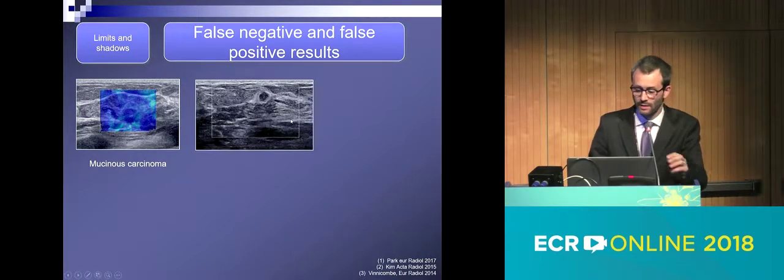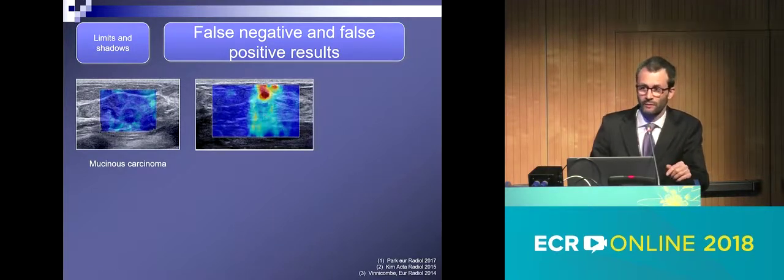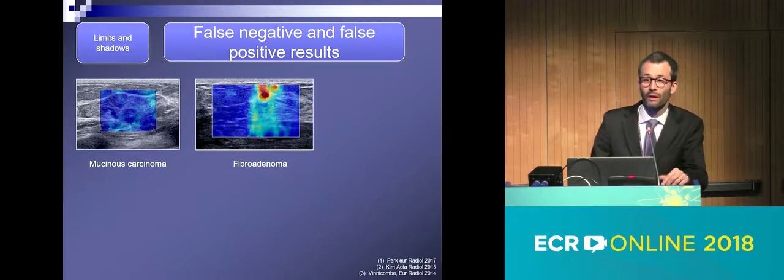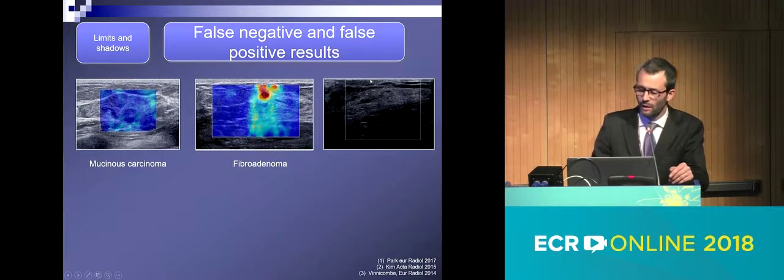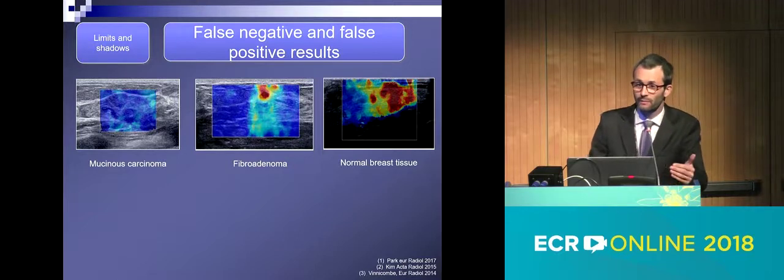Here, this is a mass in a young patient, a small non-palpable mass. It is stiff on shear wave elastography, and eventually it proved to be a fibroadenoma. So they are stiff benign lesions. In this case, this patient has very small and very dense breast. And you see that we found an area of stiffness here. So we did the biopsy targeting this area of stiffness. And finally, it was just normal breast tissue. So there are soft cancers. There are stiff benign lesions.